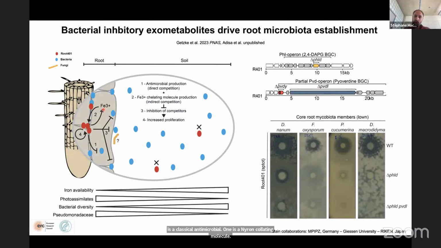And although these two inhibitory exometabolites have completely different modes of action, they co-function together in order to inhibit a broad range of root-associated bacteria and fungi. And by keeping these competitors away, this drives, of course, the niche-filling and the colonization success of Root 4.1. We also observe that this mechanism is only activated in the roots, and we think that this is because the iron availability is low at the roots and the amount of photoassimilates is high, which is not observed in the surrounding soil.